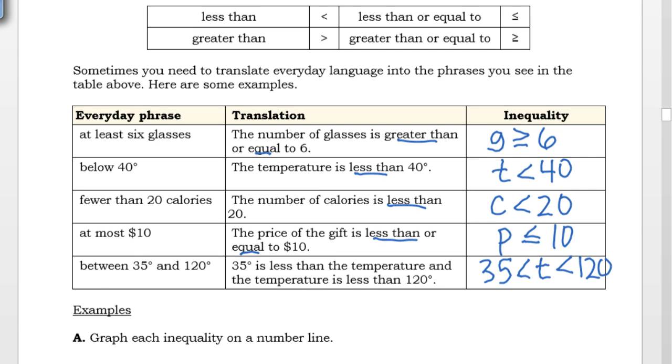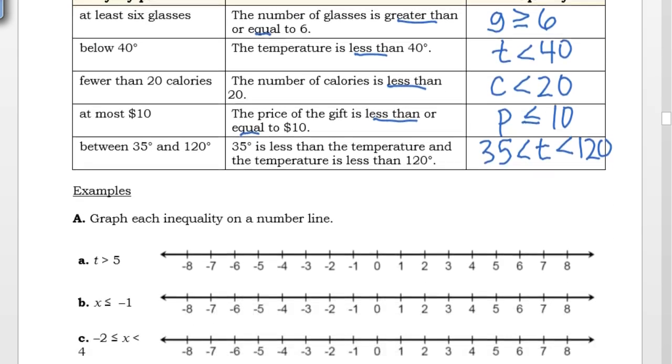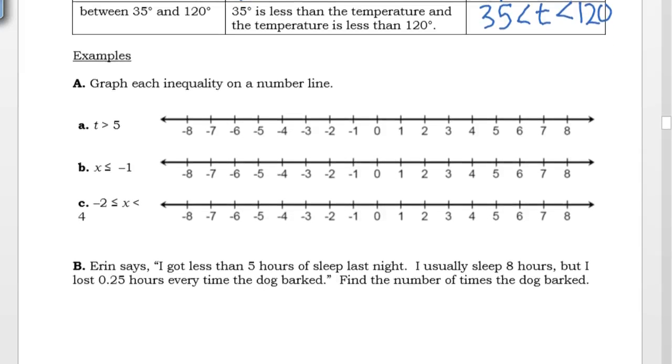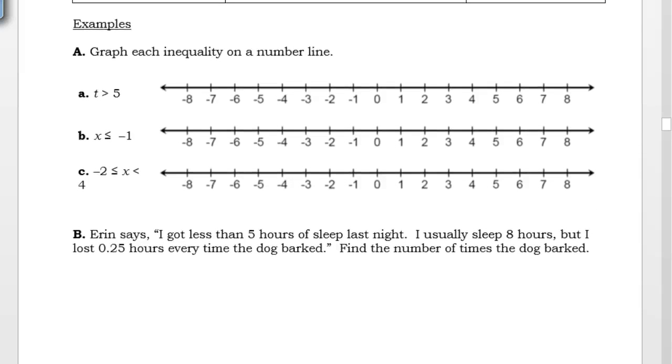Okay, I have a couple examples. The first one says graph each inequality on a number line. T is greater than 5. I will circle the number 5, and I will shade this number line greater than the number 5. Letter B says x is less than or equal to negative 1. So I will circle the negative 1, and then I will shade less than.